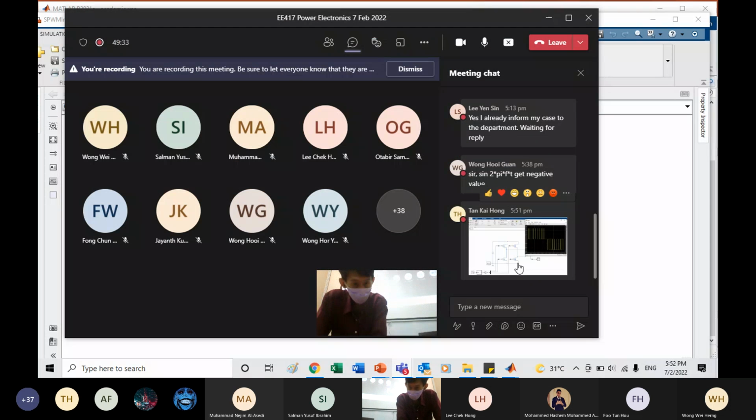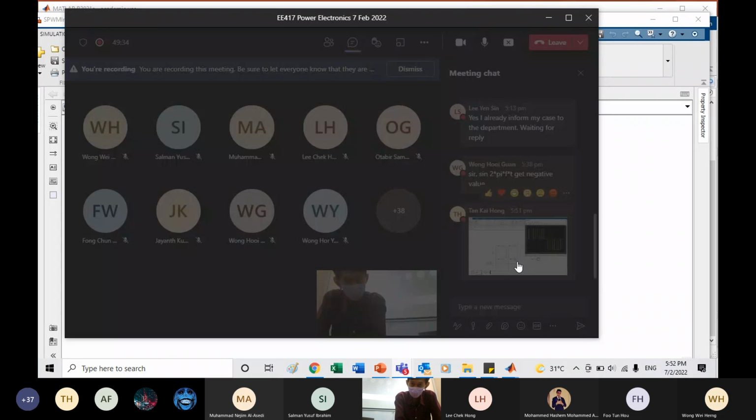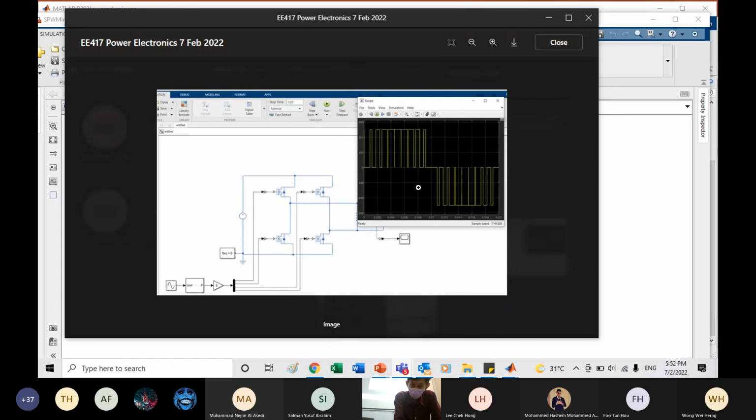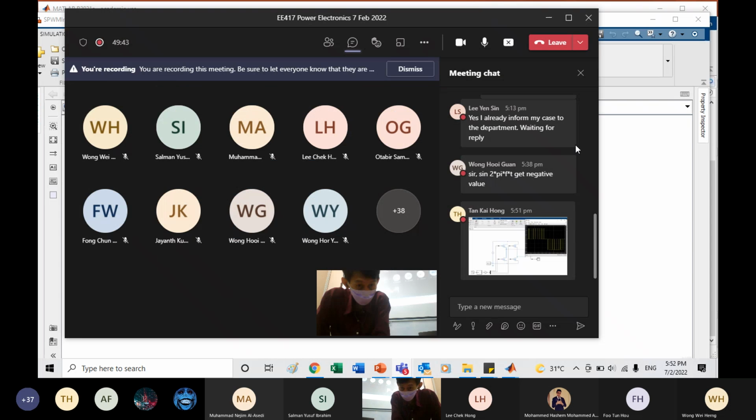Oh, good. We already got one student done already. Very good. Okay, you can try the 5 kilohertz. Okay, Tan Kai Hong, very good. Like I said, if you follow my exercise, you should be able to create it in less than 5 minutes. But of course, if you start again from the full bridge, it will take longer.